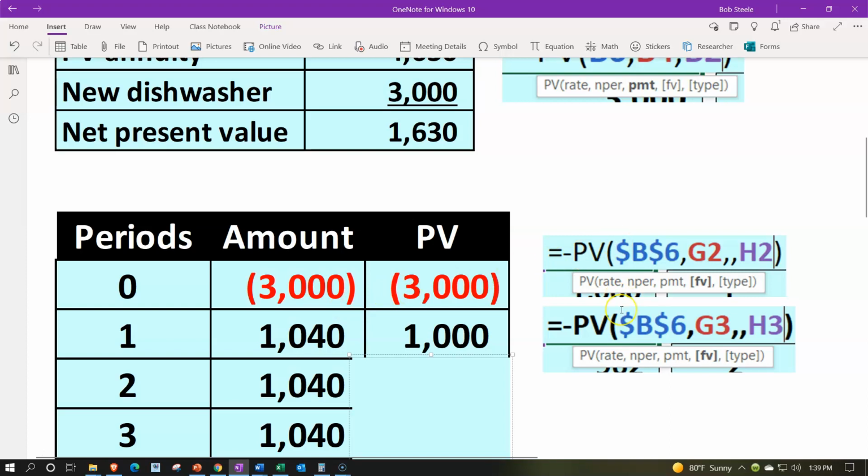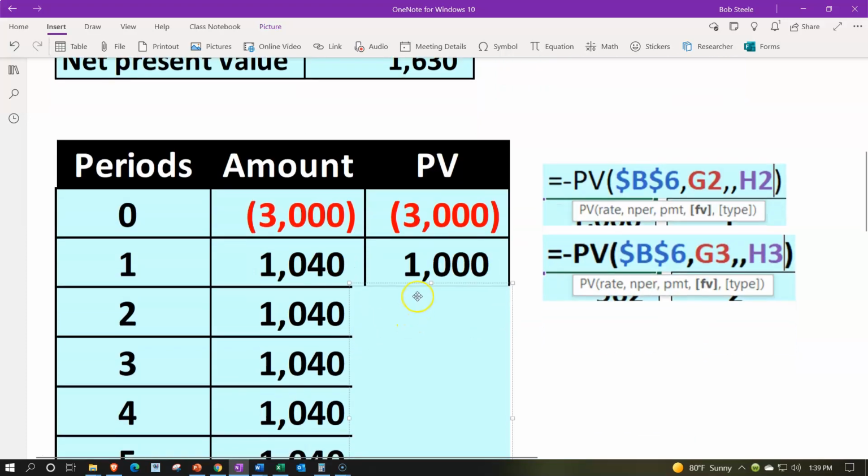But when I copy that down then, and we have the same formula for the next one, we got the negative present value of the rate, which is the same cell, B6, that 4%, comma, number of periods, which is now going to be 1, because this cell moved down from 0 to 1, comma, the payment, we have no payment, so 2 commas, future value is going to be that 1,040. So if we discount the 1,040, 4% back 1 year, we get the 1,000.